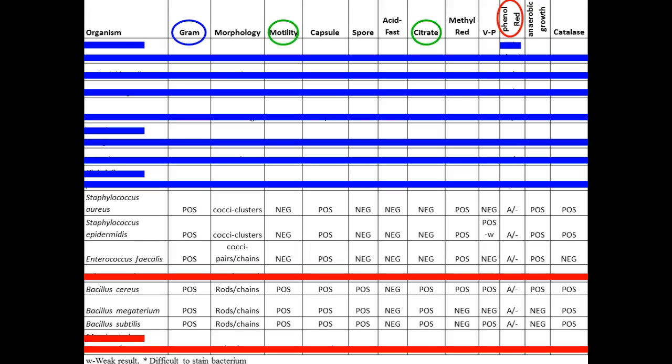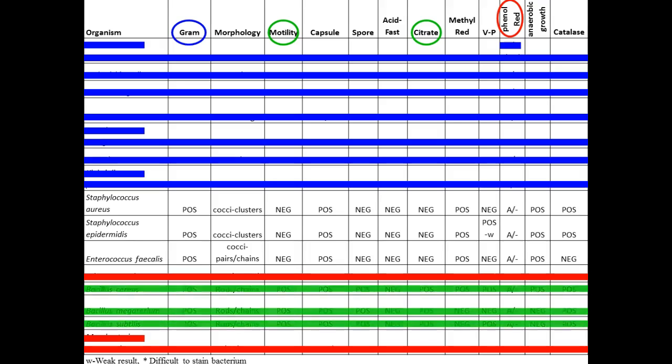Then we take into account the citrate result, which was negative. We can eliminate all the bacillus. When we take into account the catalase, which was positive, we can eliminate Enterococcus faecalis. Did I say it right? Faecalis. And we're left with the 2 staphs. So what result for these guys is different? What tests had we not performed yet?